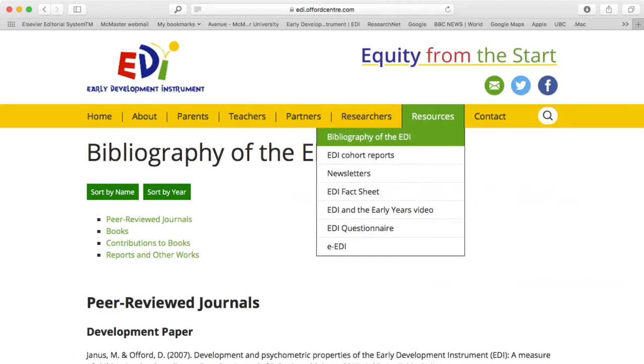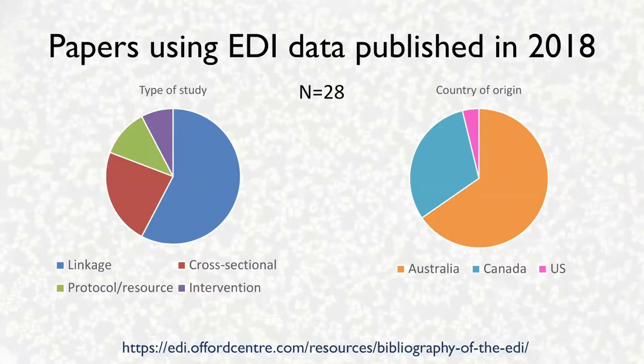Next, please. We at the Offord Centre are very conscientious about collecting information about every single piece of research that's published using EDI data. So if you want to check this out, you can go to our website, and under resources, you have a bibliography of the EDI where these papers are listed. For example, last year, in 2018, there were 28 papers in our list, and it's really interesting that the majority of the papers, about two-thirds of them, published results using data linkages, either with prior information, such as diagnosis of children, children's exposure to neurotoxicity, to anesthesia, testing for TSH, or maternal depression at birth, etc.